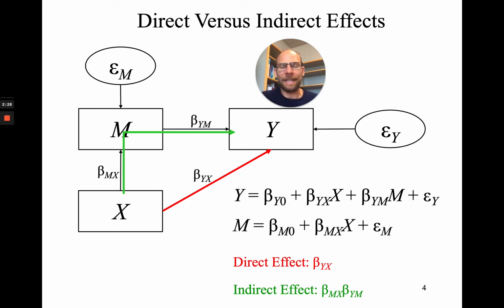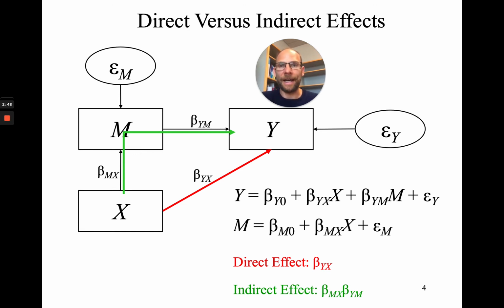Now, why is that the case? Why is this the correct way to measure the indirect effect numerically, by this product of coefficients? Why is it not the sum of those coefficients or something else? So let's take a look at that. How do we get the product for the indirect effect?